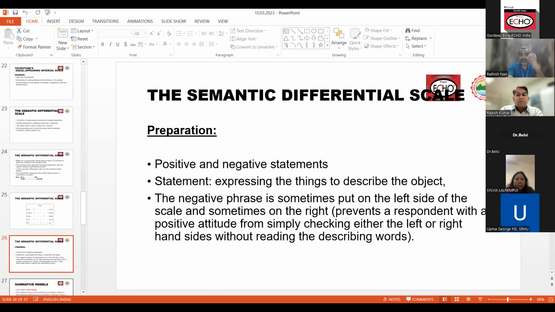In semantic differential scales, there are positive and negative statements describing the object. The negative phrase is sometimes put on the left side of the scale, sometimes on the right. This prevents a respondent with a positive attitude from simply checking either the left or right hand side without reading and considering the words.